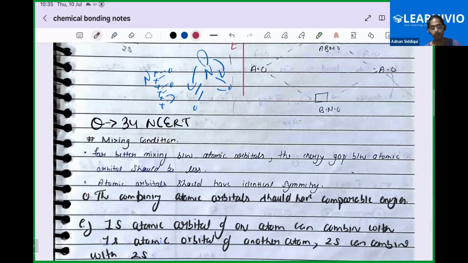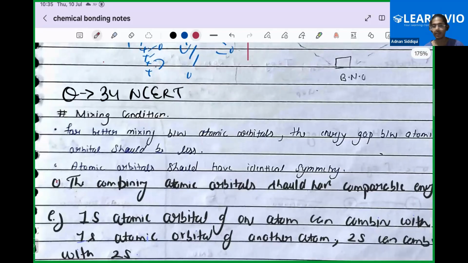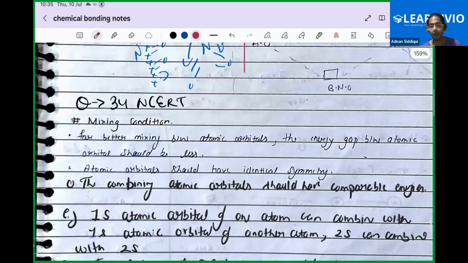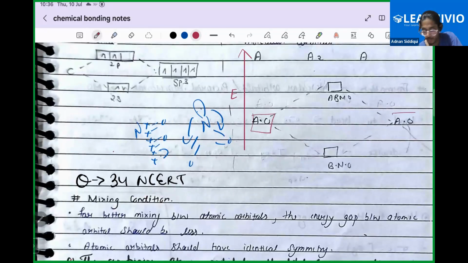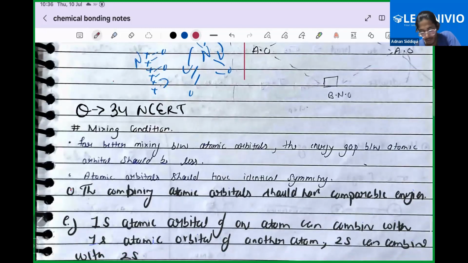So this is your question in NCERT, question number 34: mixing conditions. If you are mixing two atomic orbitals, how can you make sure the mixing is better? The conditions for better mixing between atomic orbitals are, first, the energy gap between the two atomic orbitals should be less, and second, atomic orbitals should have identical symmetry. These are the two conditions with the help of which you can produce better mixing, right?